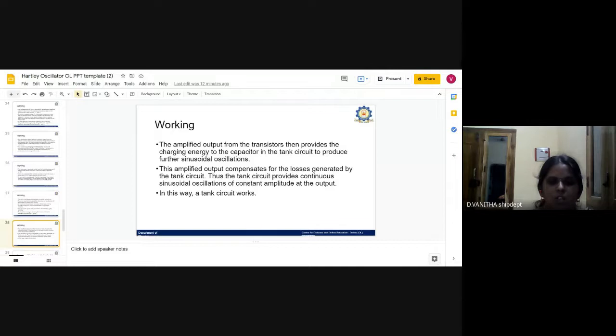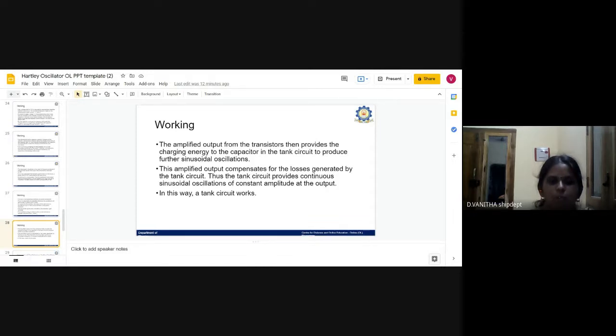The feedback energy is taken by the inductance of the coils between L1 and L2. Here, the amplified output is taken from the transistor and it provides the charging of energy to the capacitor in the tank circuit, and it further produces the sinusoidal oscillations.